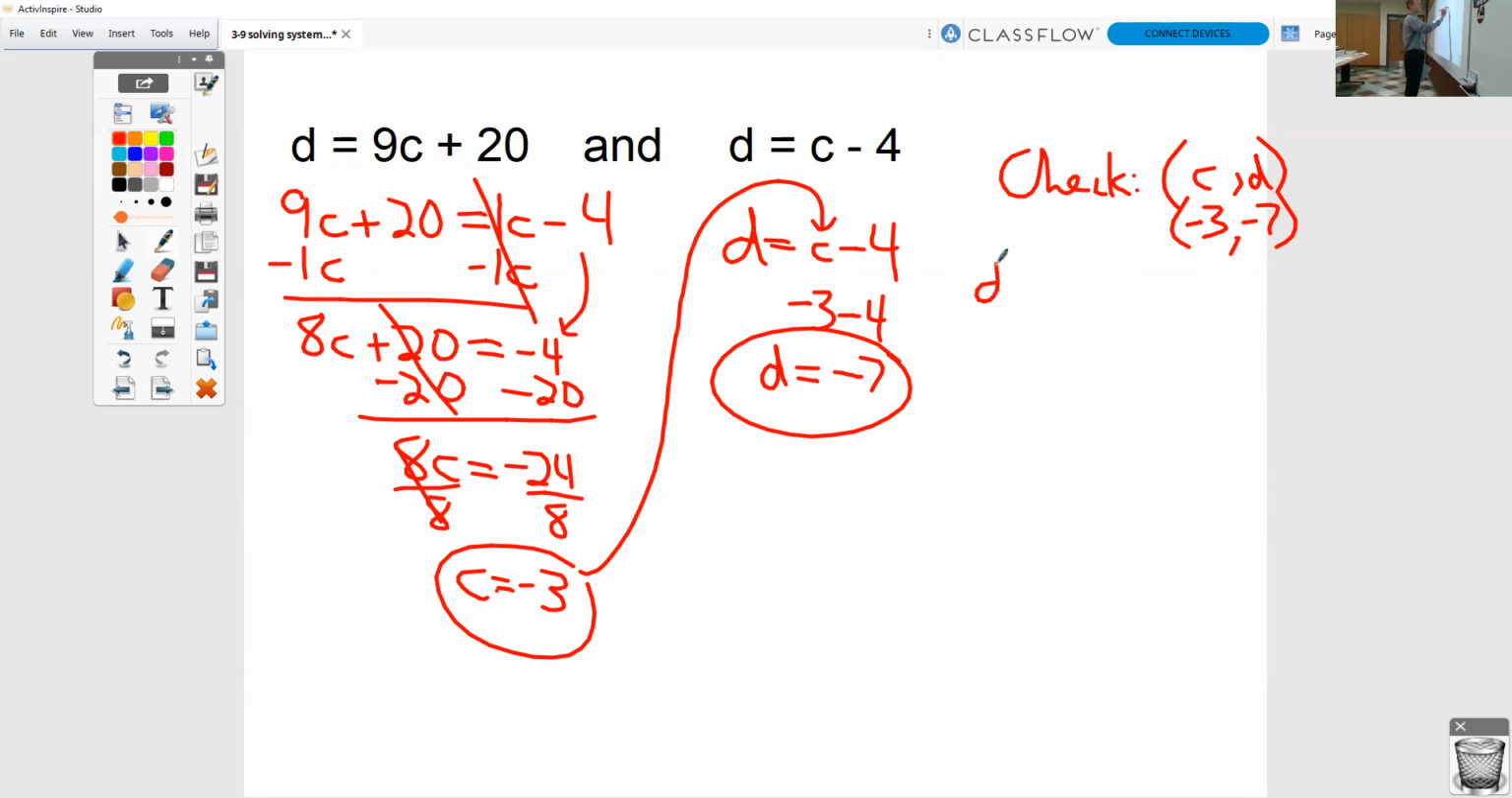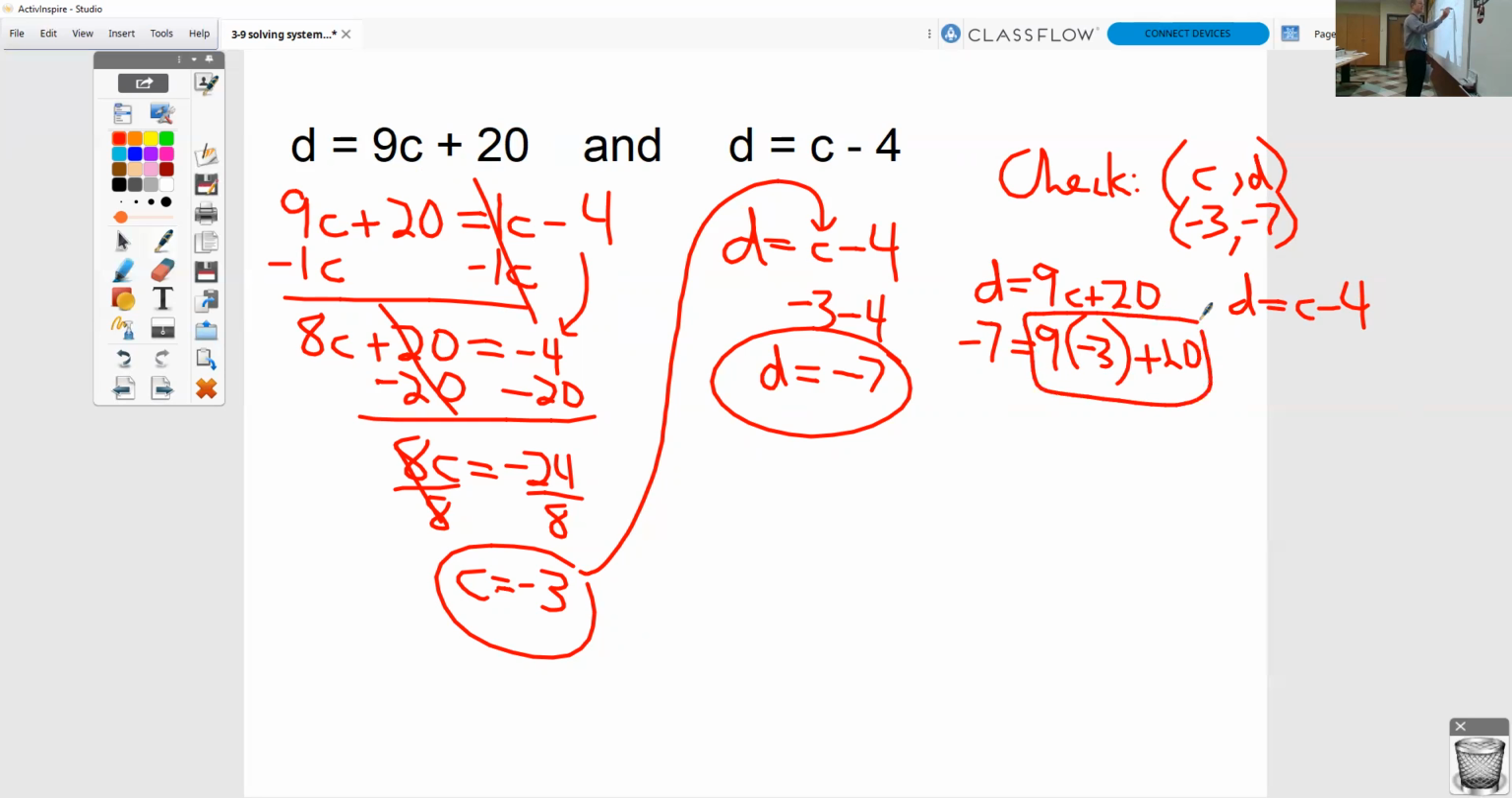So I have D equals 9C plus 20, and I have D equals C minus 4. So instead of D, I have negative 7. 9 times negative 3, when I sub it in, plus 20. You take that and type it right into the calculator. You end up with negative 7. So negative 7 equals negative 7. It checks. In this one, we have negative 7 equals negative 3 minus 4. Type this part right into the calculator. Negative 7 equals negative 7.